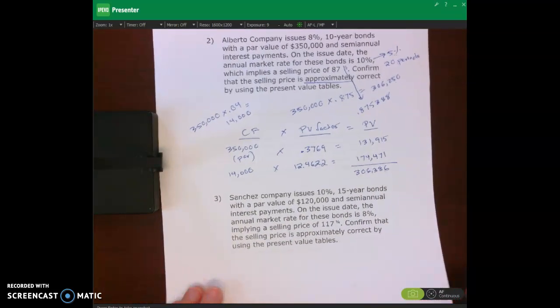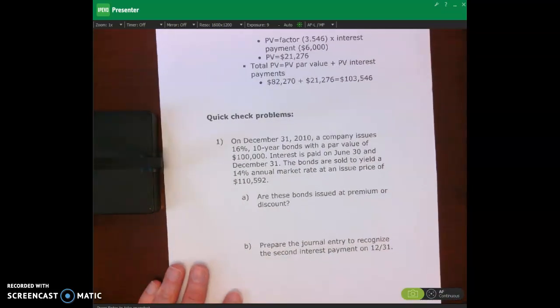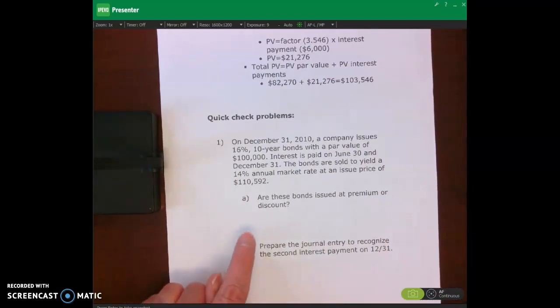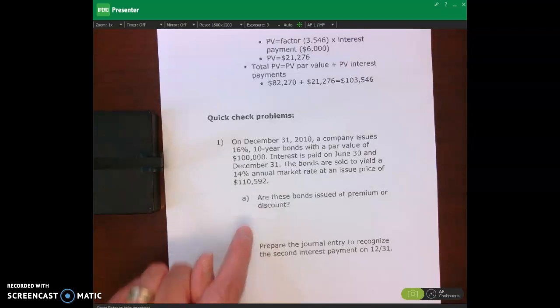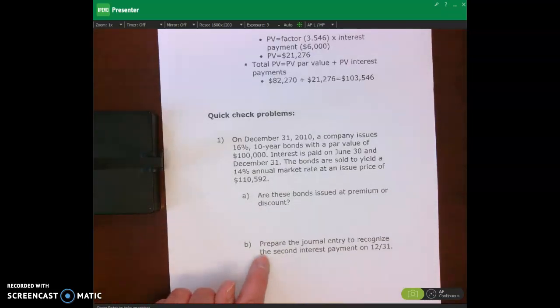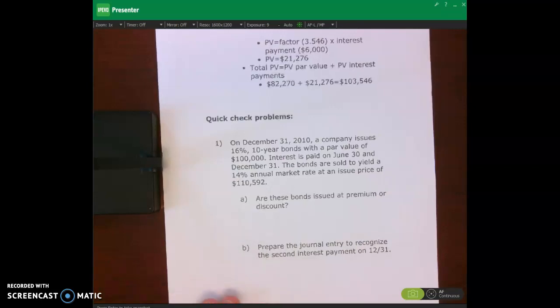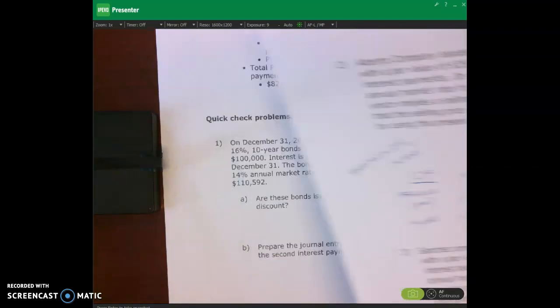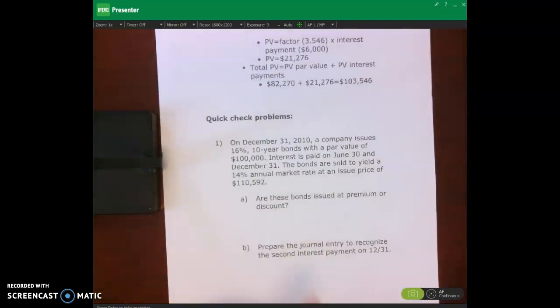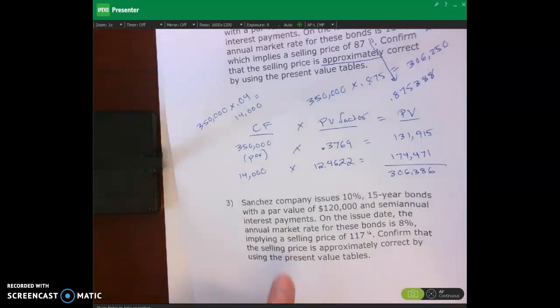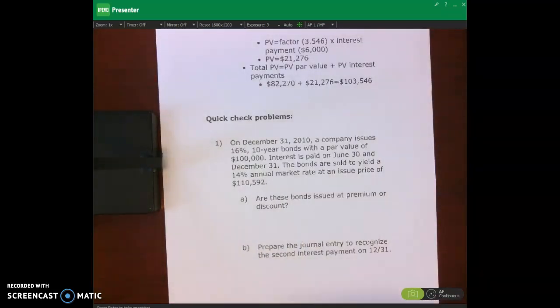And then what I also want you to do is do this problem on the prior page that talks about how to issue bonds at a discount or premium, and then also the journal entry for the interest payment. This is just extra practice, okay? So go ahead and pause the lecture video, and then we'll start by reviewing this problem and then the problem on the next page with the Sanchez company, going over that one, okay? So pause the lecture video, complete these independently, and then restart it, and then we'll check your work.